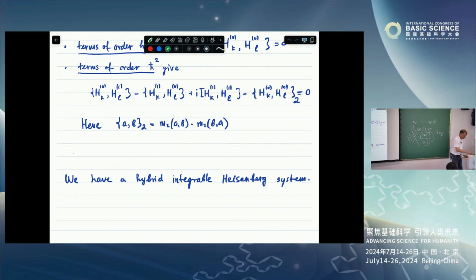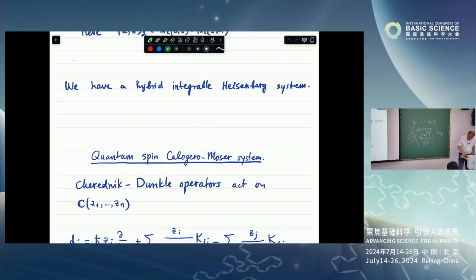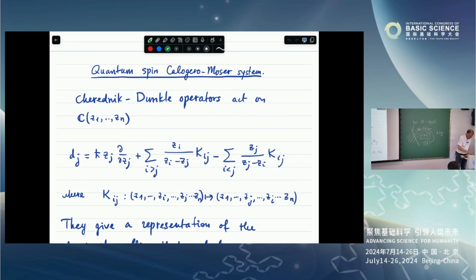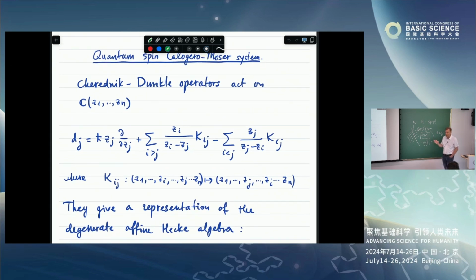But now let's look at an example. Quantum spin Calogero system. There are many versions of such systems. I'll be talking about something that was studied nicely. It's been known before Hikami and Wadati, but in the work of Hikami and Wadati, the Hamiltonians and the commutativity were very clearly written. But now here's the full story that relates this system with representation theory.